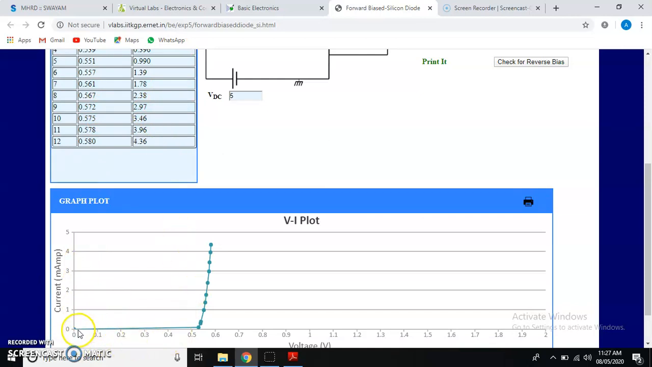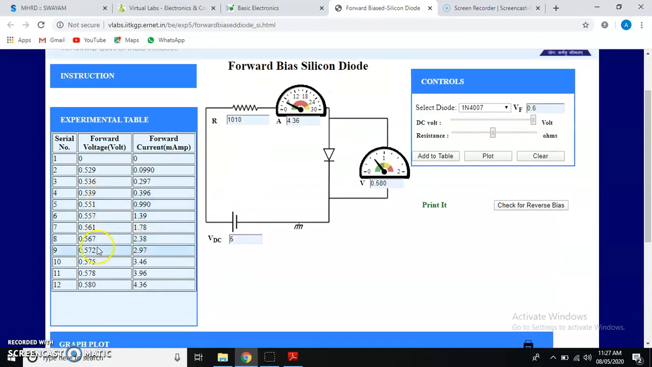Here you will find that initially the readings are all comparatively 0 only, but at the breakdown, here the breakdown is occurring. After the breakdown, the current is rising exponentially. And if you carefully observe, the voltage across that diode is approximately the same. It is 0.56, 0.57 or 0.58, which means it is constant. So once the diode comes into operation, it is acting as a battery of 0.57 volt on average.